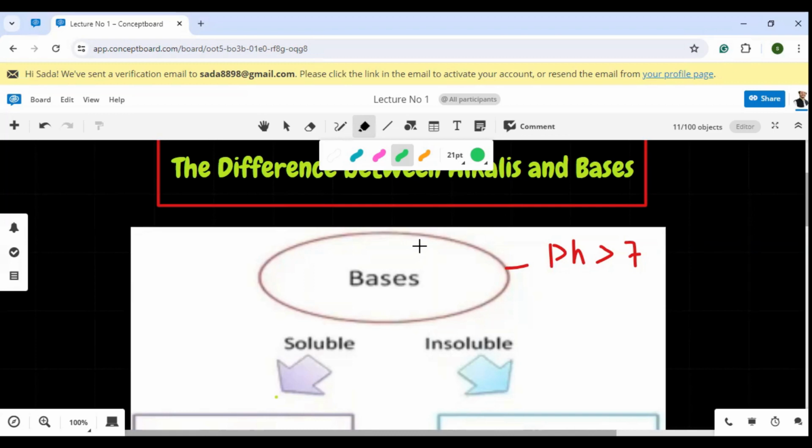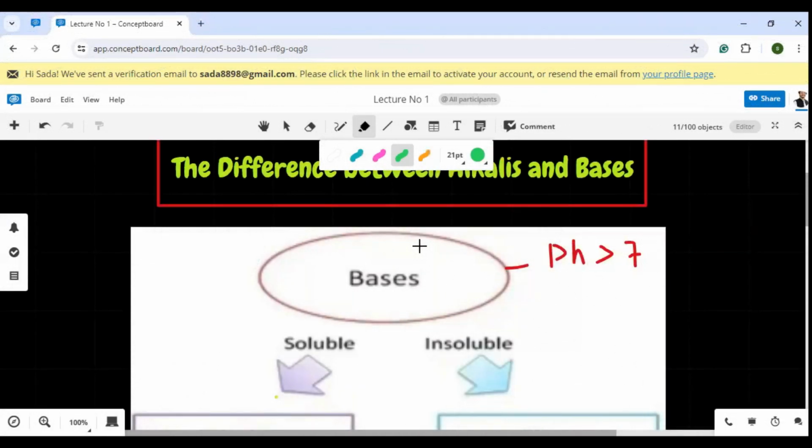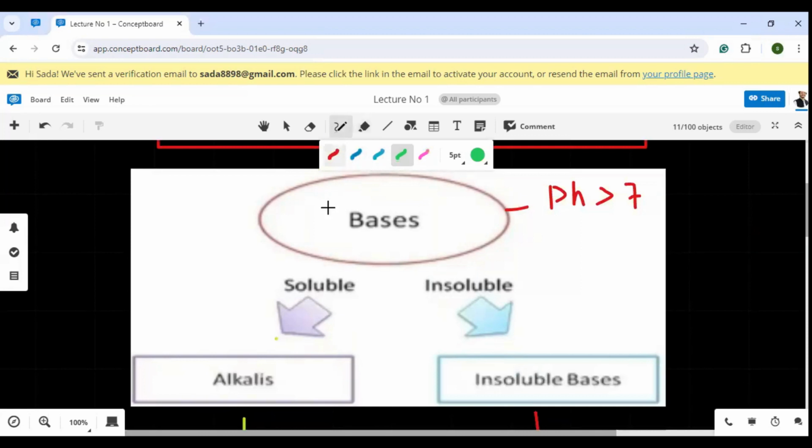Everyone well knows that a base has a pH value greater than 7, while an acid has a pH value lower than 7. The pH value varies for different bases. So there are two types of bases: soluble bases and insoluble bases.